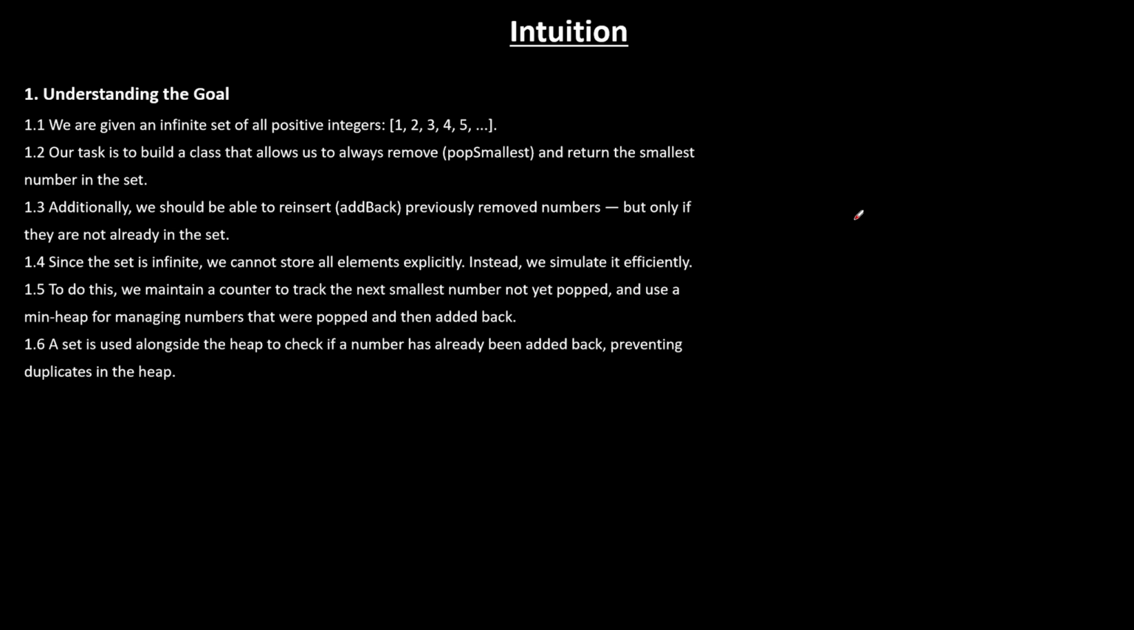To understand what the problem is asking, we should build up an intuition for the problem. Okay. Let's do it by understanding the goal first. We are given an infinite set of all positive integers, that is clear to us. After that, our task is to build a class that allows us to always remove the smallest or return the smallest number in the set. That is done. Okay. There is a class which returns the smallest.